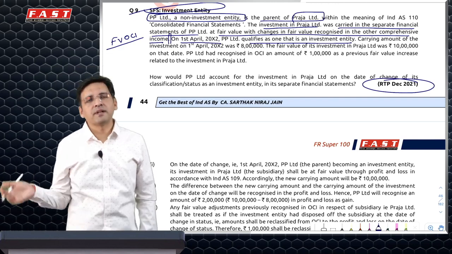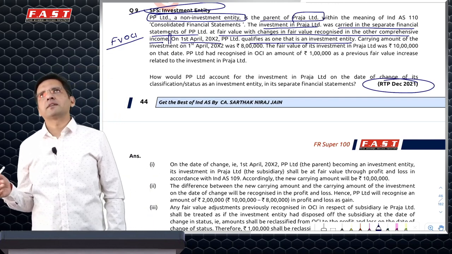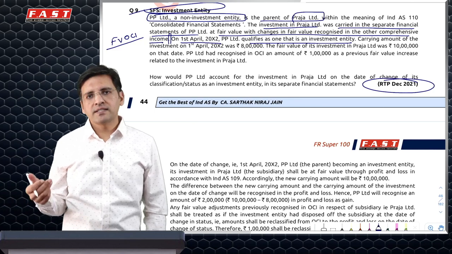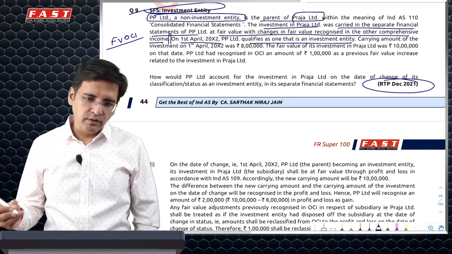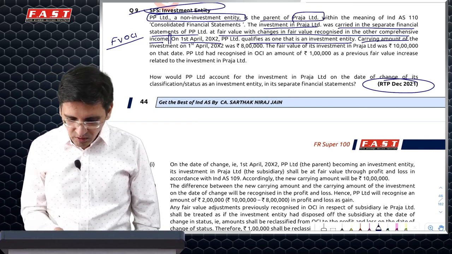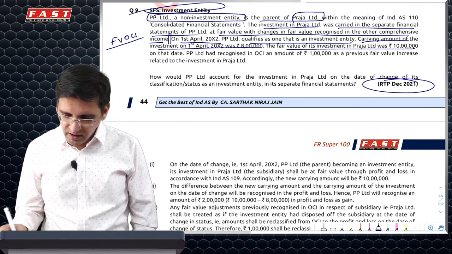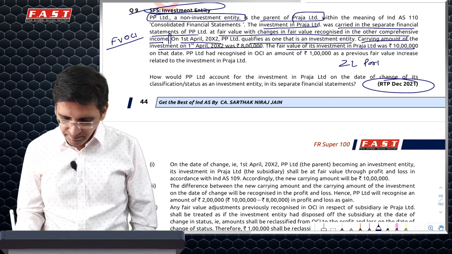So when a non-investment entity classifies to be an investment entity, all its investment are then recognized at fair value, gain loss transferred to PRL. What is the gain loss? The fair value minus the carrying amount. So it says carrying amount of investment was 8 lakh and fair value is 10 lakh. So 2 lakh will go to PRL.